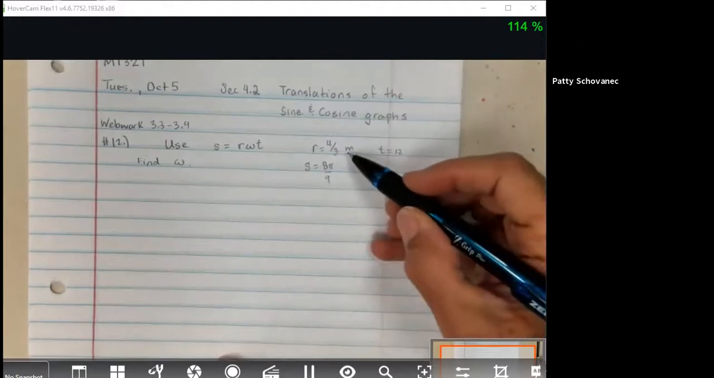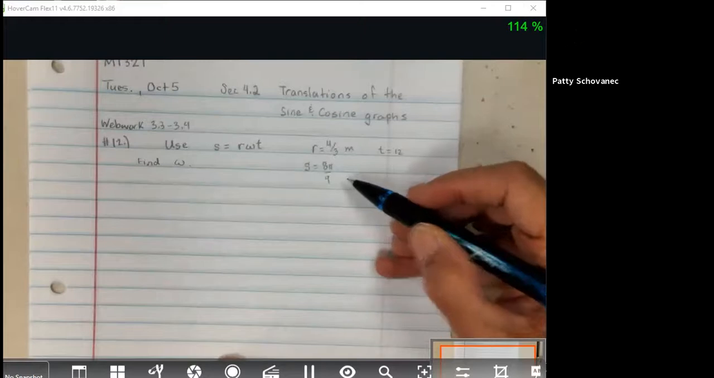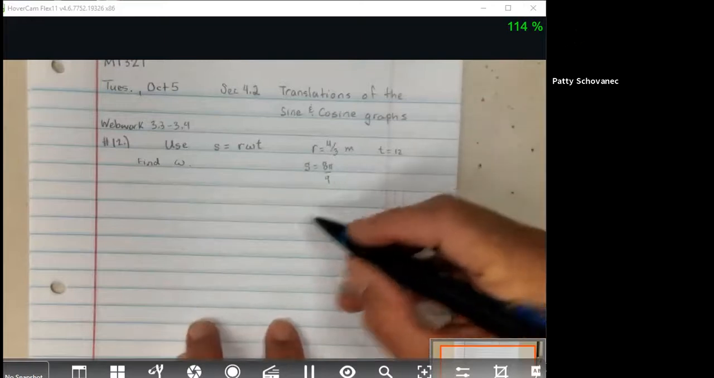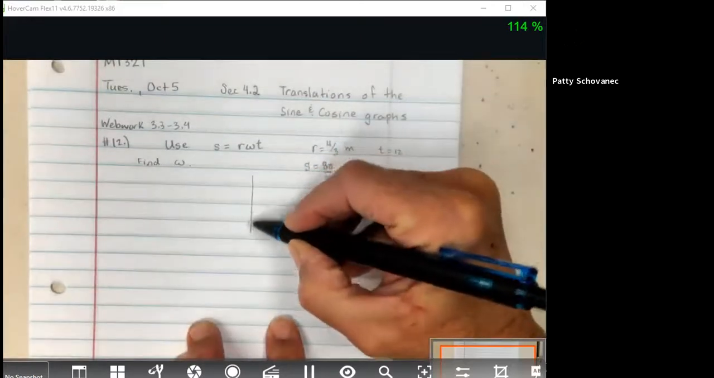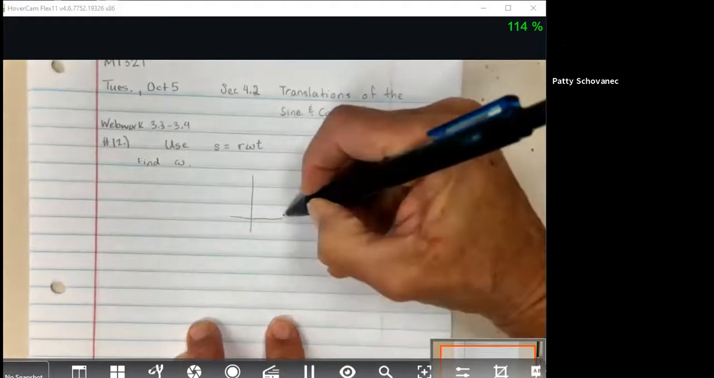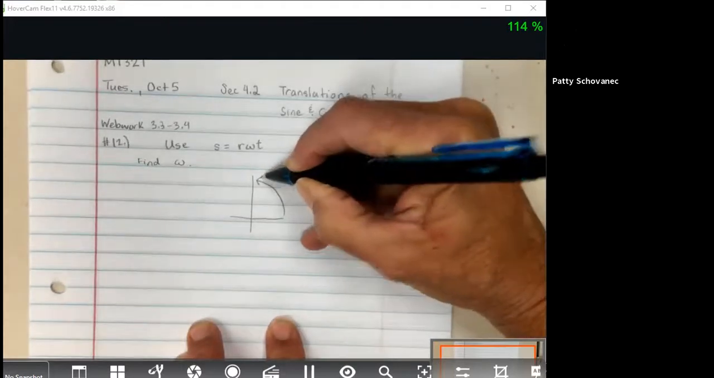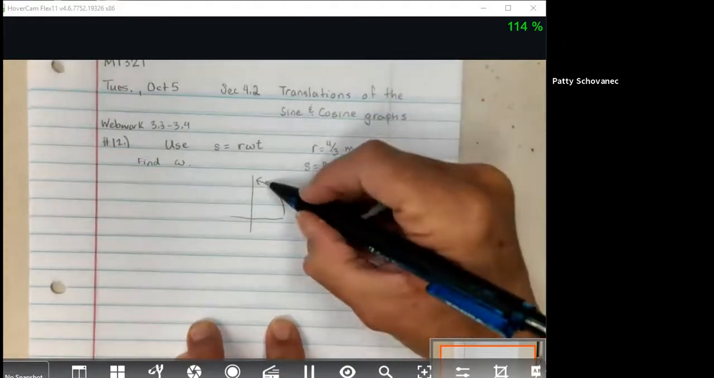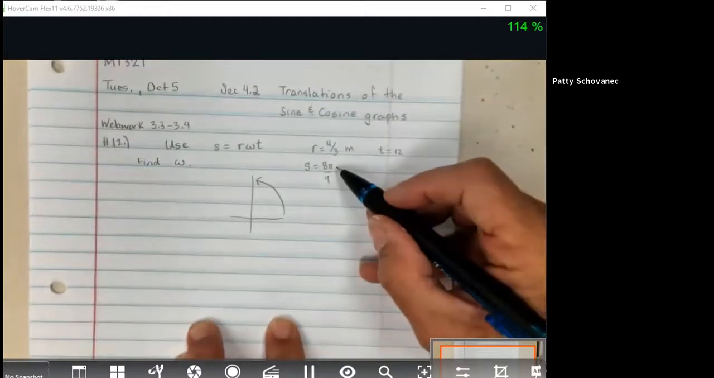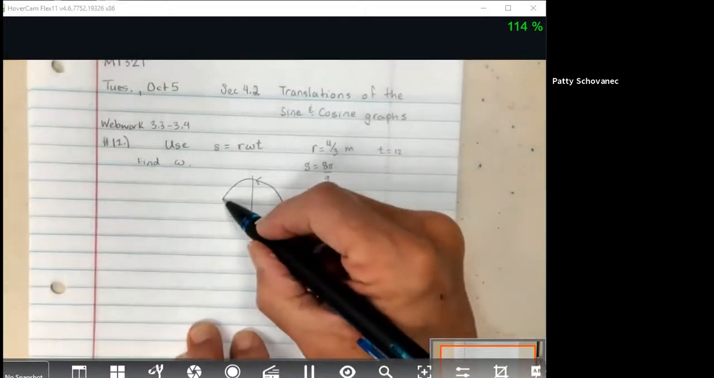Typically, we find omega by converting revolutions to radians, but we weren't told any revolutions. We were told that it takes 12 seconds for this particle to move along a circle of radius 4/3 a distance of 8 pi over 9 meters. So the picture is this circle here, and it's covered 8 pi over 9, which is almost 1 pi, so it's going a little bit further down to here.